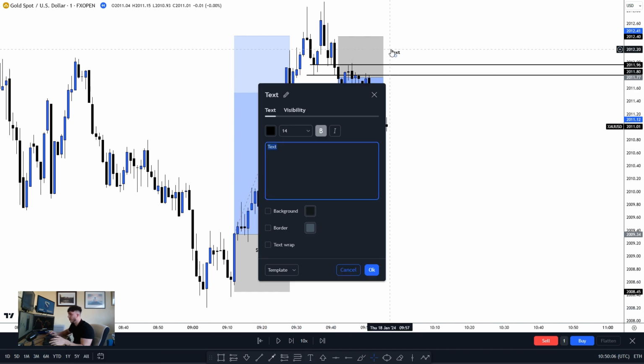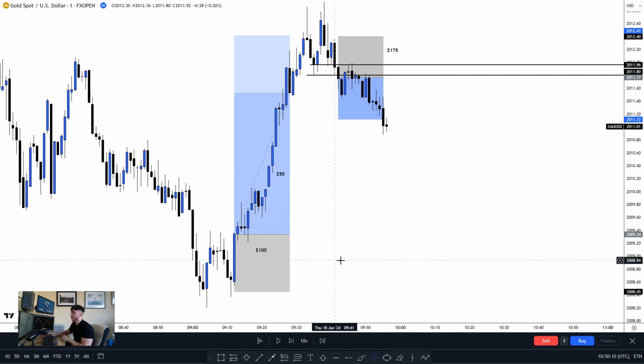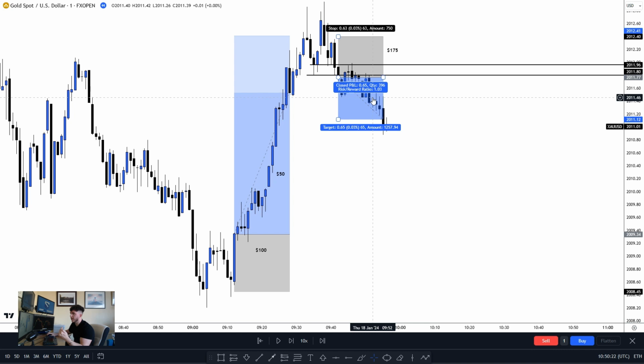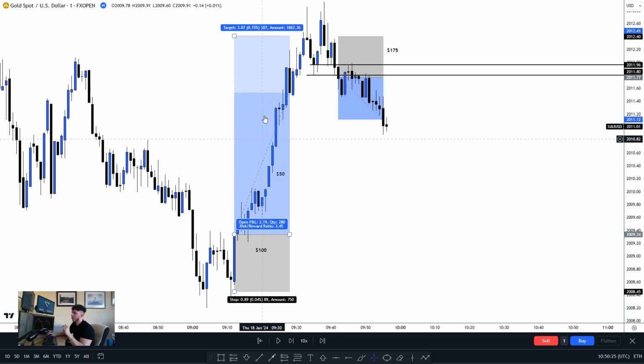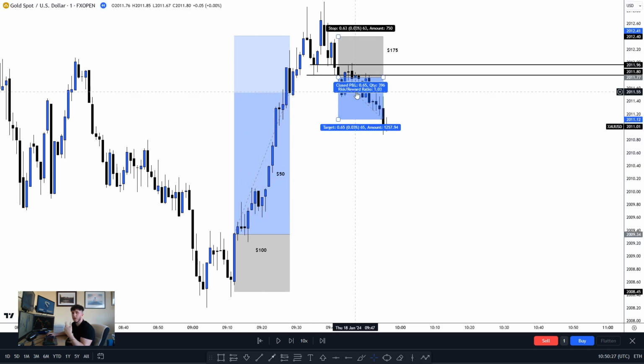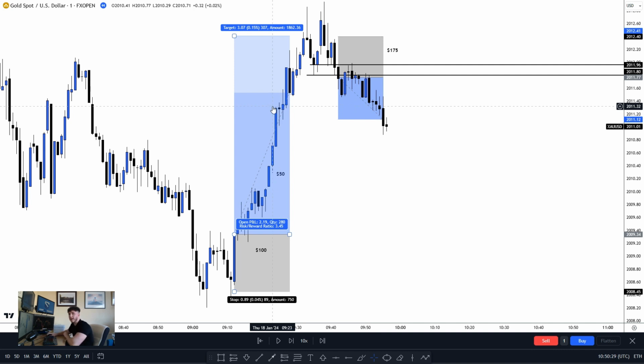So then I'm able, following this, from only risking $100, I've banked 50, assuming I did half. And then following that, I've been able to risk 175 on the sell without risking anything. Because if this buy continues and the sell would have lost, I could just close the buy.